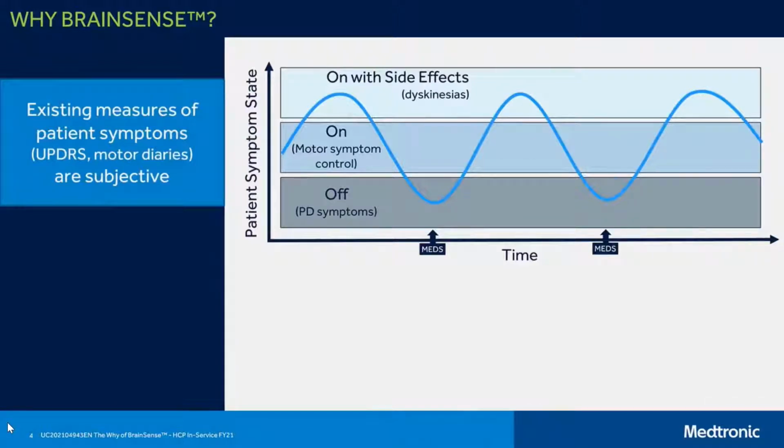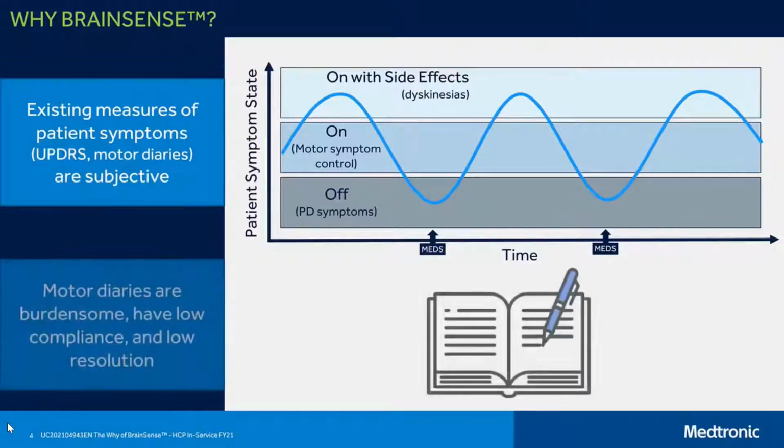When managing a fluctuating patient, many physicians will rely on the existing metrics of evaluating the patient's symptoms, and these include the UPDRS and patient motor diaries, which both could be considered fairly subjective. Also, motor diaries are a burden to the patient, and as a result, they typically have low compliance and often don't contain enough data points to really paint a complete picture of the patient's symptoms outside of the clinic.